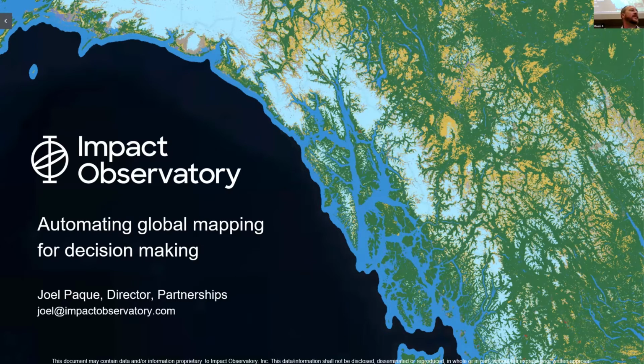So thanks. I'm with Impact Observatory. We are a company that uses artificial intelligence and machine learning to turn remotely sensed information into actionable intelligence. So I'll talk a little bit today about the data that we create, and then I'll talk about how we get it to decision makers, specifically around some climate change applications.